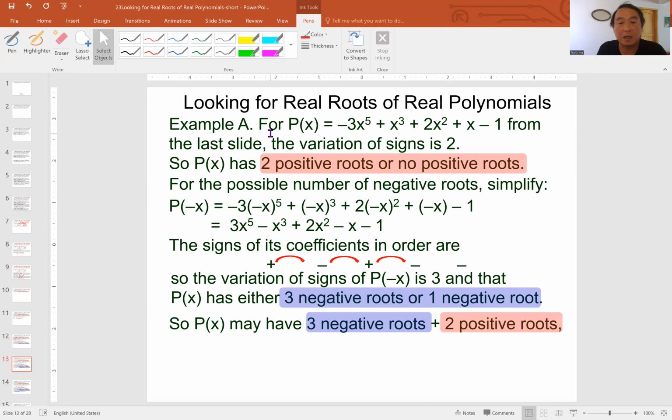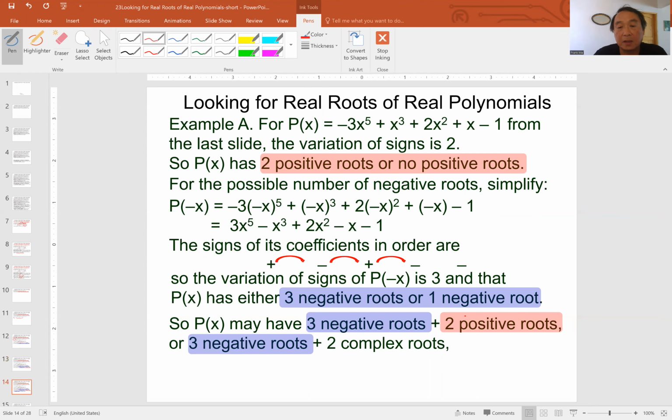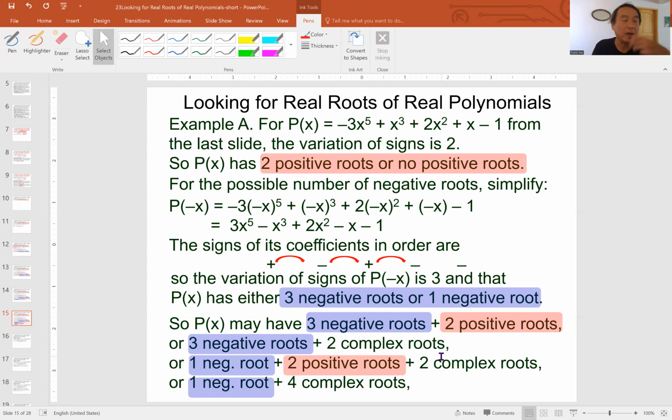From this, I can conclude there must be 3 negative roots and 2 positive roots, or maybe no positive roots. Therefore, the other 2 are complex. So I can sort out the different types of roots. Okay, where are those roots?